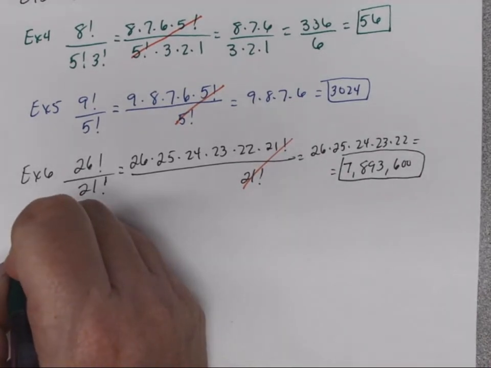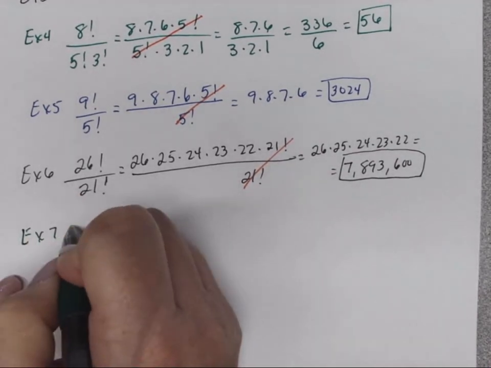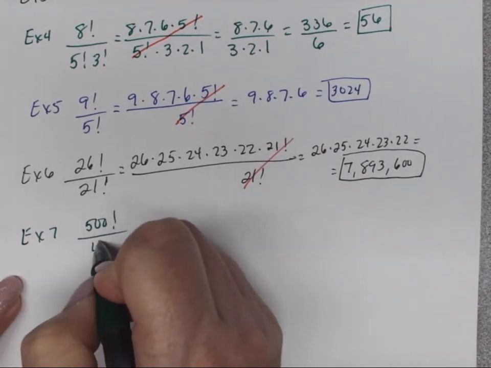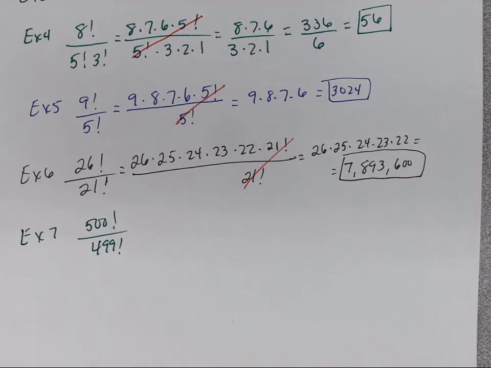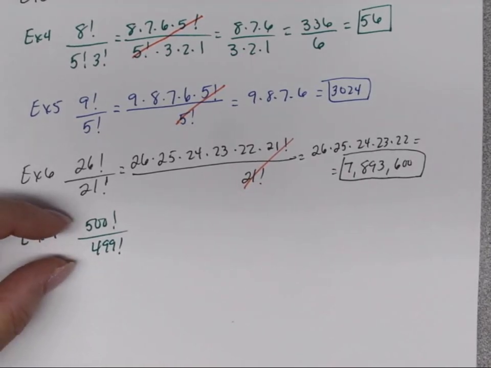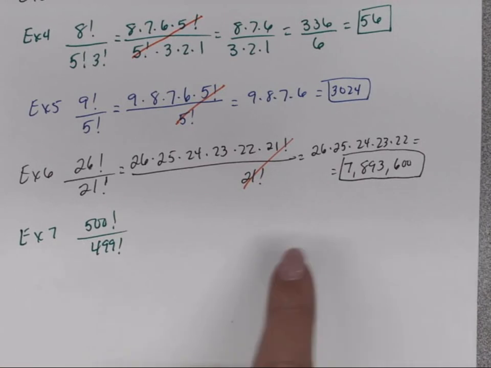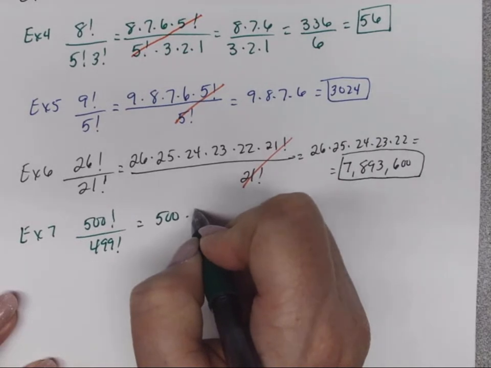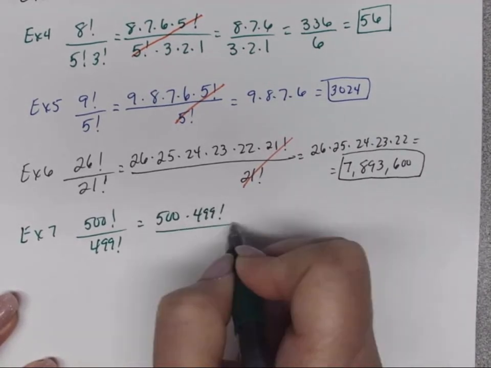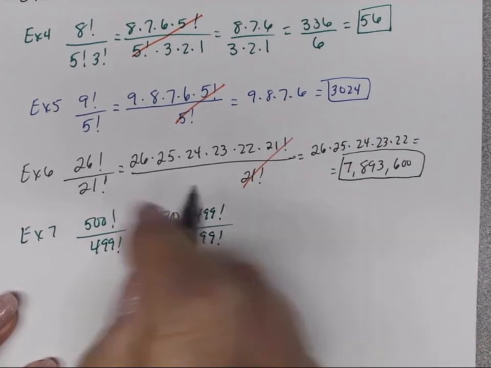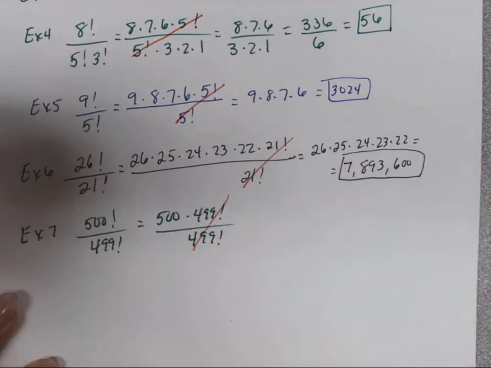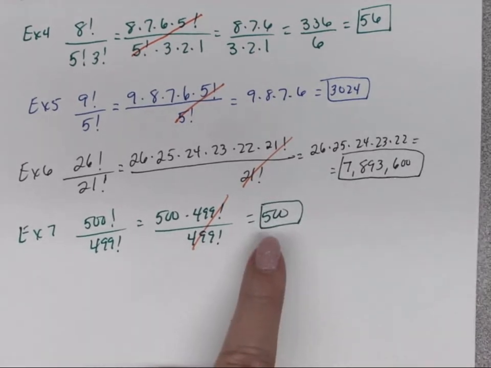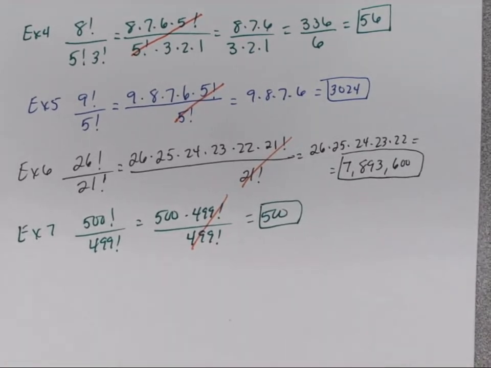So example 7, we are looking at 500 factorial over 499 factorial. So here are some really big numbers. We do not want to write 500 all the way down to 1 and 499 all the way down to 1. Instead, if we write this with factorials and stop at 499 factorial, those 499 factorials will cancel, and our answer is just 500. It's way easier to write it this way than to write all of those numbers being multiplied.